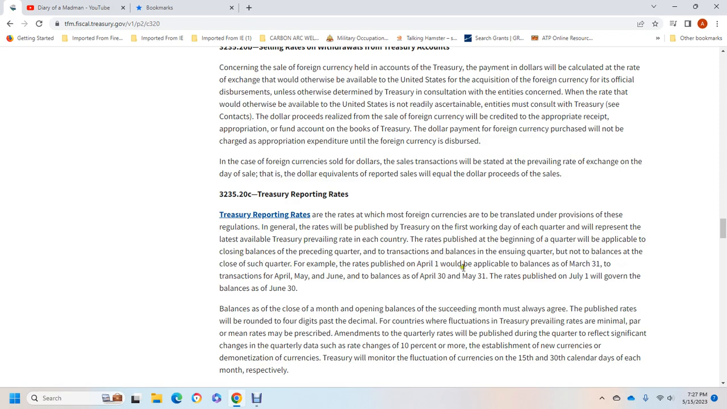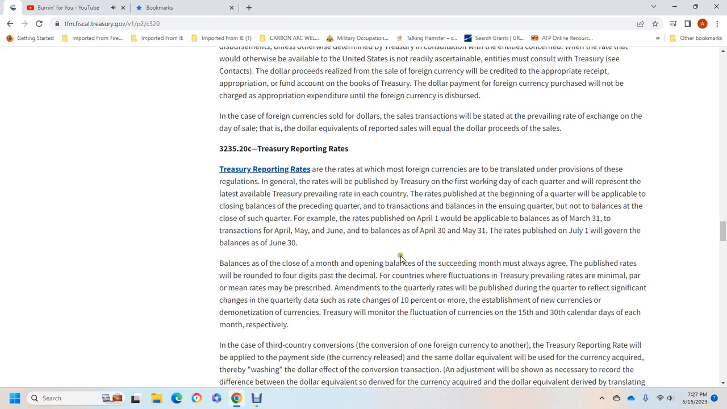For example, the rate published on April 1st is applicable to the balance of March 31st and to transactions in April, May, and June, with the balances for April 30th to May 31st. Rates published on July 1st apply to the balance as of June 30th, the balance for the close of the month. The opening balance for the receipt of the month must always agree with the published rate. That will be rounded to 4 decimal digits. The fluctuation in Treasury prevailing rates is minimal.